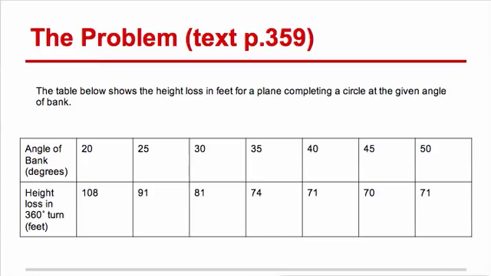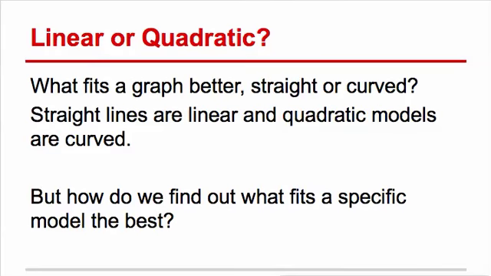Here is the angle of the glider wings, and there's the height loss after a 360-degree circle. It loses quite a bit of altitude at 20 degrees, and then it loses less and less each time, and actually between 45 and 50 it loses less angle. So there's a bit of an aeronautical paradox there, but that's not the point of this question. The point is that we're going to graph that and see whether it is better graphed as a parabola, a quadratic, or as a line.